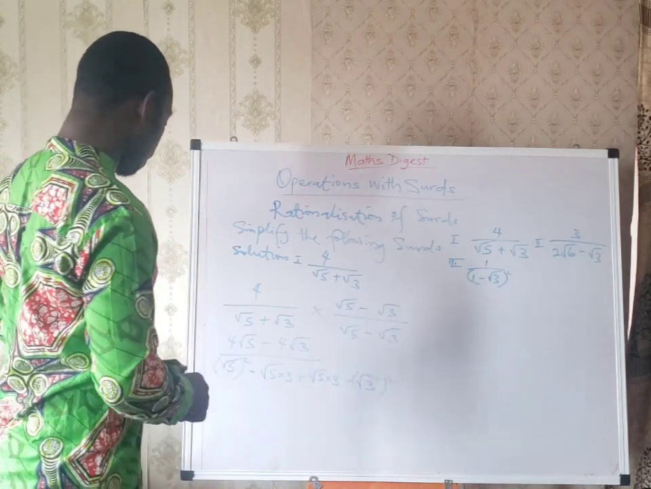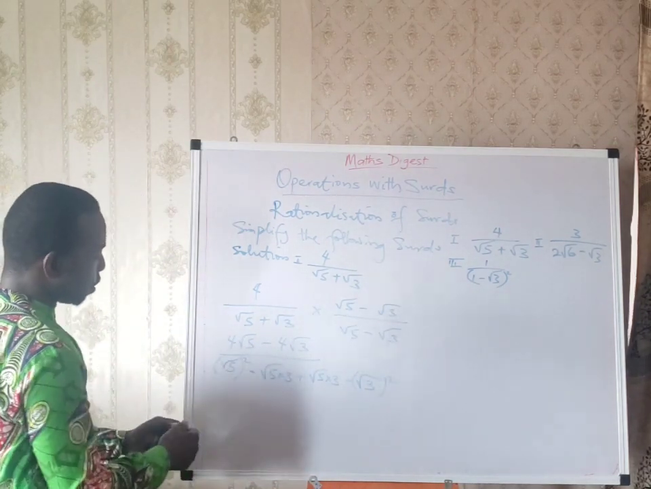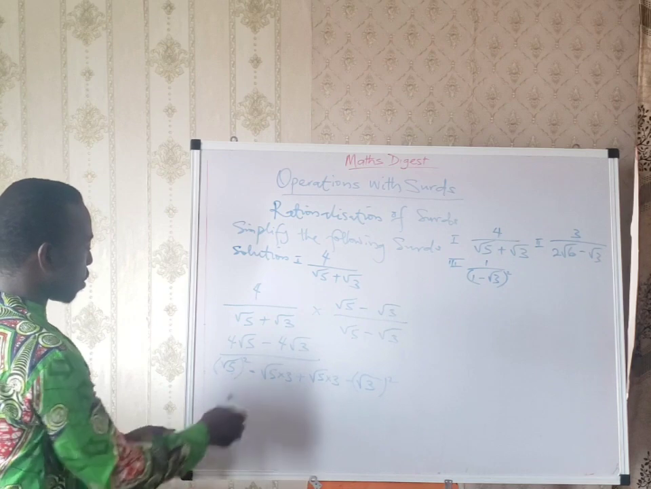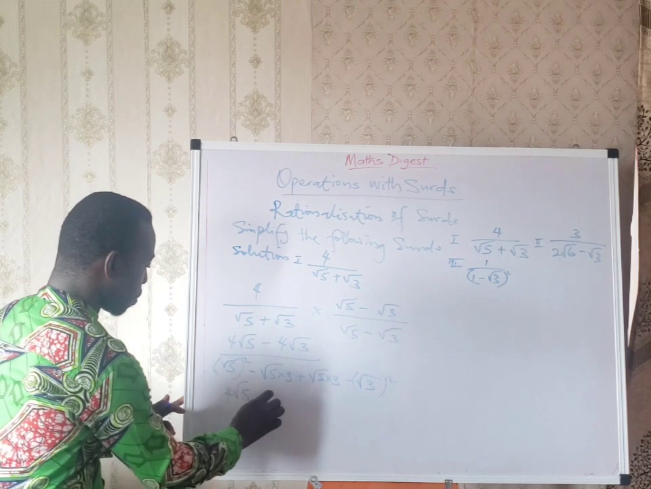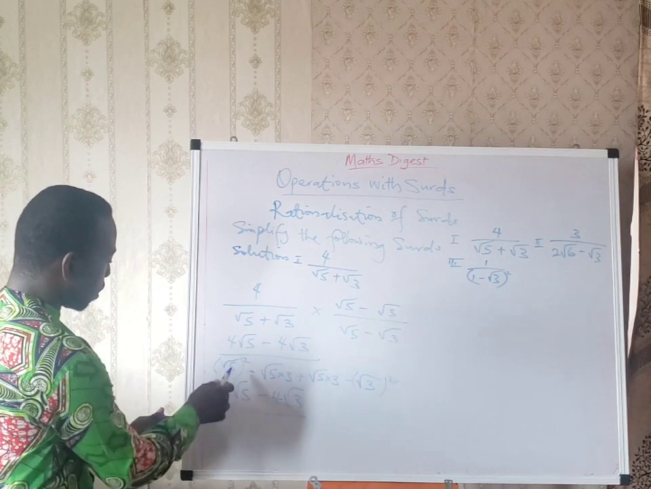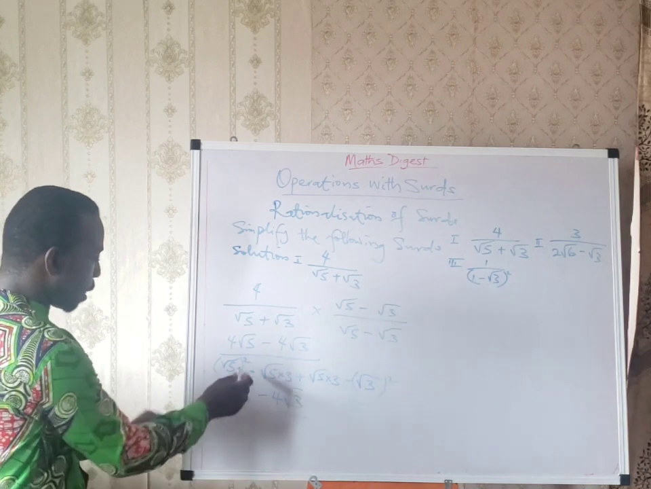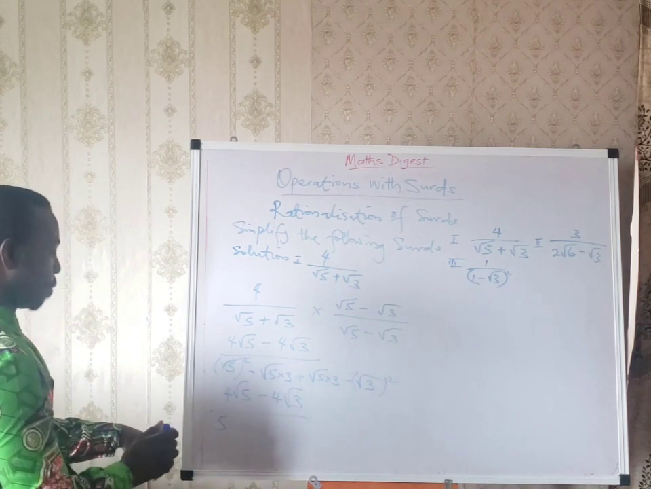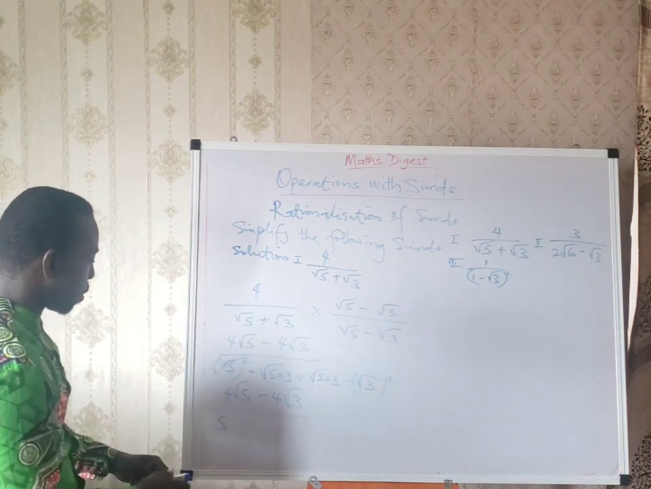Now when you look at this, you can return the front one, because their sorts are not the same. They are not similar sorts here. So you still have 4 root 5 minus 4 root 3 all over this raised to power 2. That's this root 5 raised to power 2. It simply means that this 2 will cancel this root. Now you are left with 5. That's what I want to explain here.